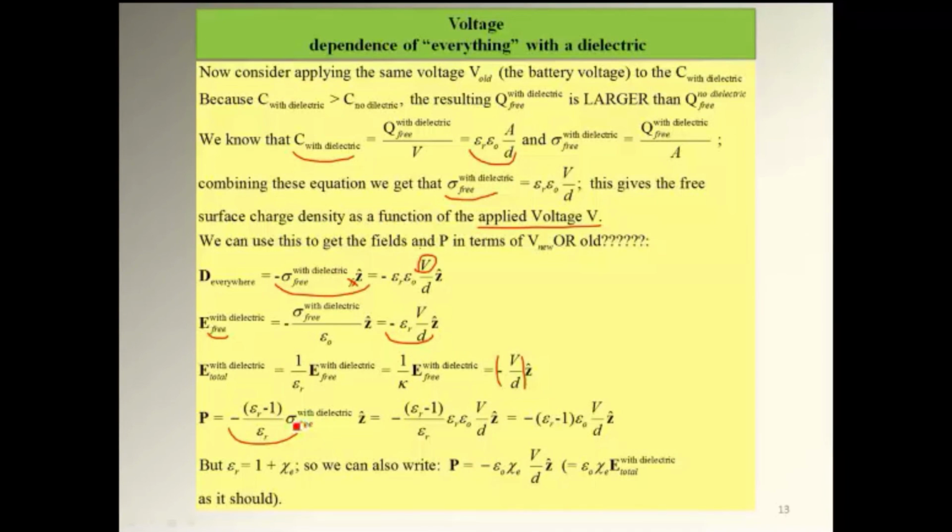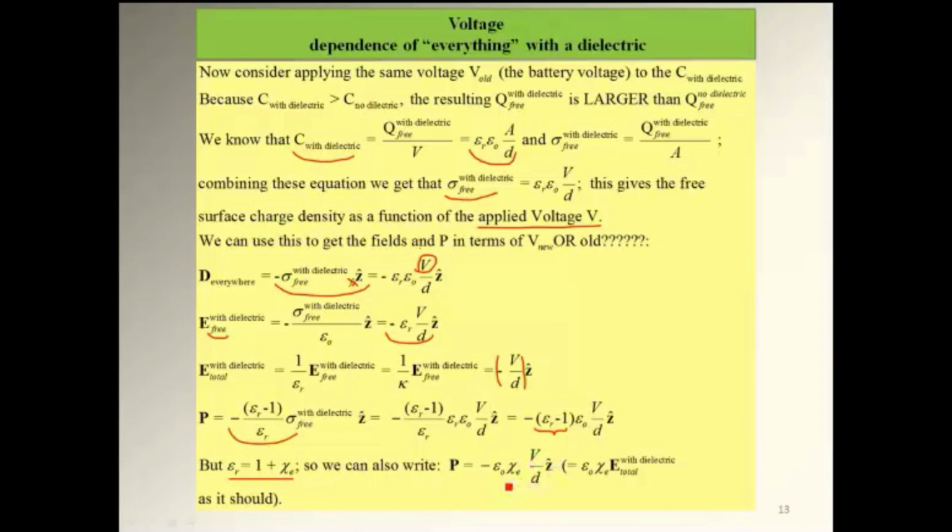Putting that in, we have sigma free with the dielectric. Keeping track of all these epsilons, we have this factor here for this one. We're putting in sigma free, which is equal to these constants and voltages and distances and so on. Simplify that, we have minus a term that is greater than 0 times epsilon 0 V over D times the z hat. We can get this in terms of chi by using this relationship. So putting P in, this would be equal to epsilon 0 chi sub E V over D z hat.